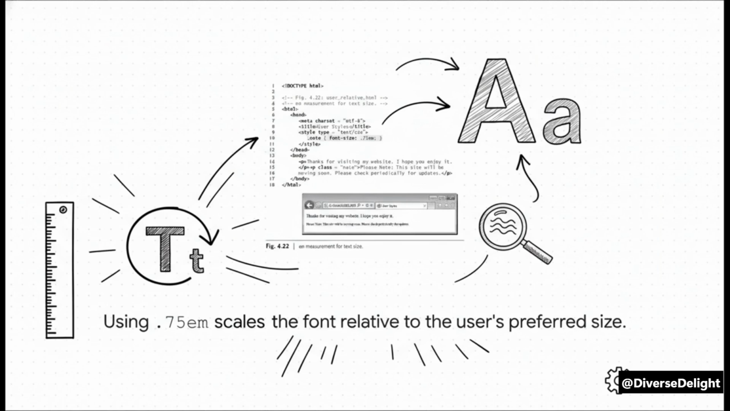If a user needs their default font size to be, say, 20 points, this rule doesn't fight them. It just says, okay, cool, we'll make this text 75% of whatever size you need it to be. It's such a small change in the code, but it makes a massive difference for your users.